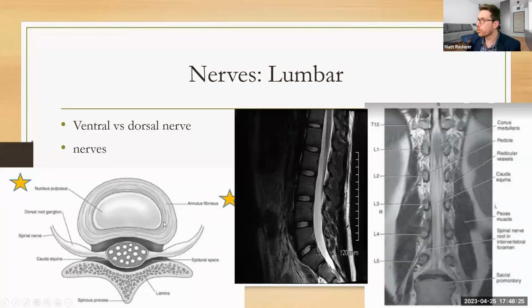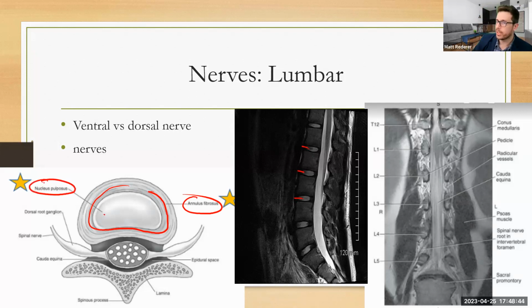So here's what a nerve looks like when it branches off. We have the vertebral body here. We talked about the annulus fibrosus, this very hard part, like part of the mattress that rests in between these vertebral bodies. And the center of it is the nucleus pulposus. I pulled this from your readings. So we have different nerves. There's dorsal nerves and ventral nerves. We're going to talk about those next week.